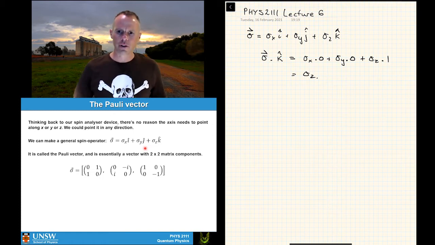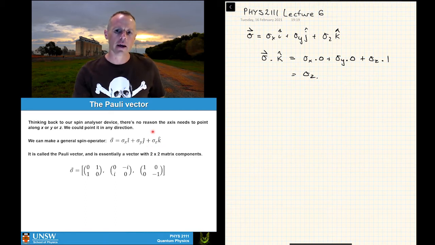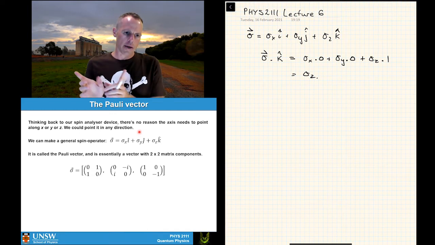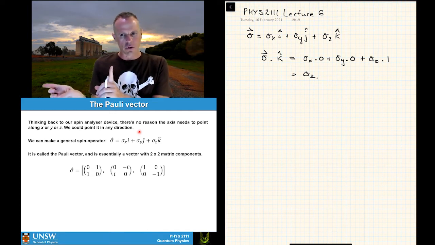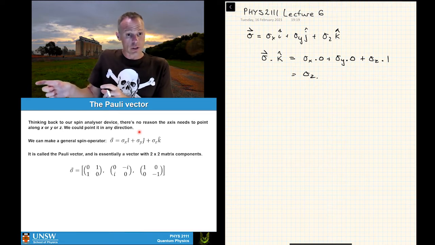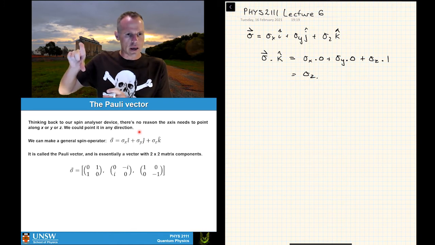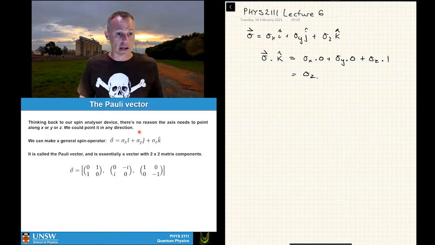So the interesting question that we're trying to ask here is, if we think back to our spin analyzer device, there's no reason why the direction for that analyzer, the magnetic field that we use in the Stern-Gerlach experiment, for example, needs to point necessarily along z or y or x. It could point along any general direction, okay?